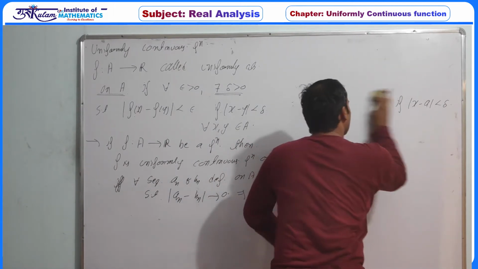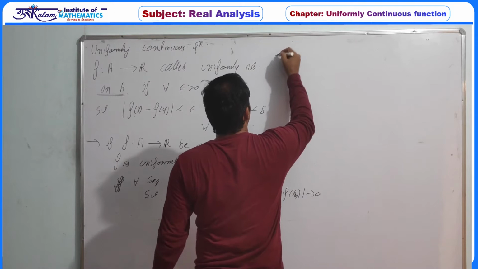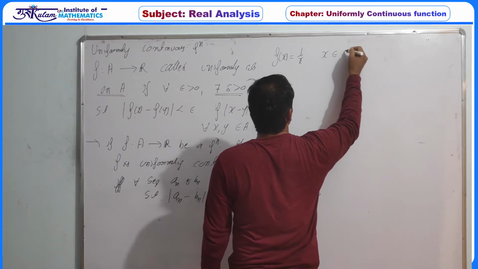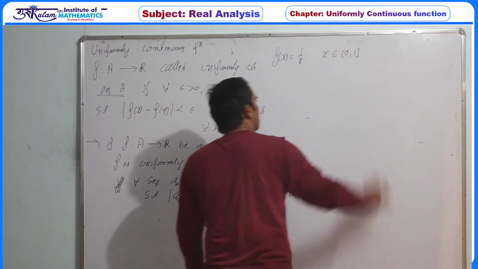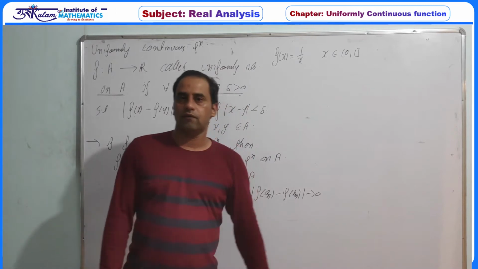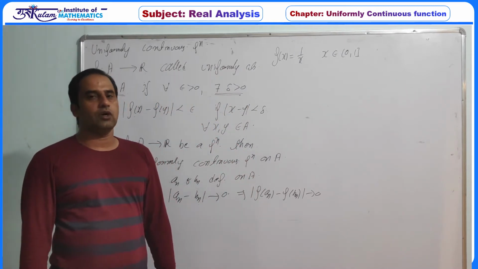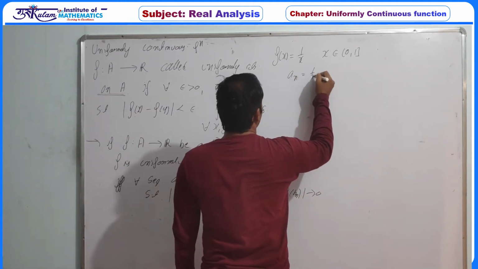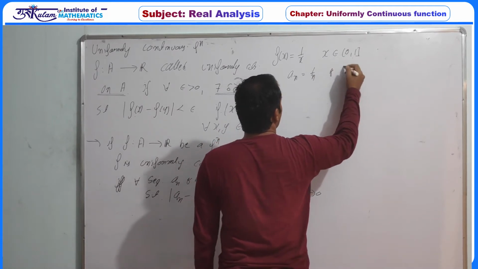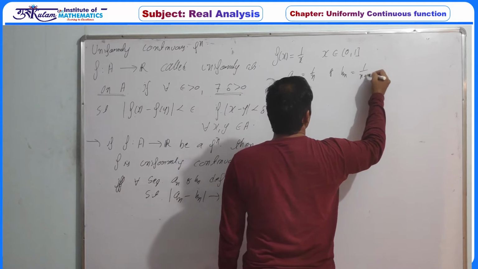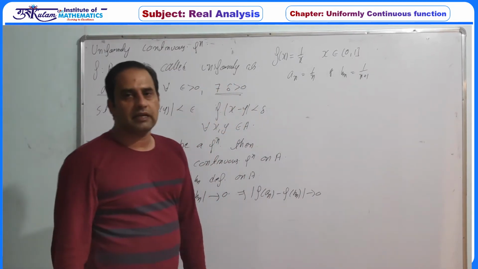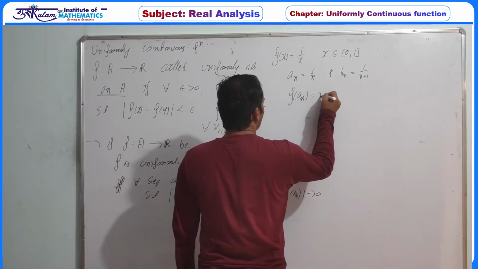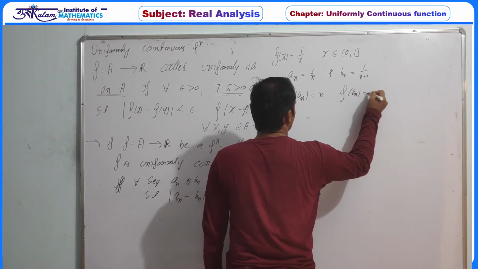For example, if we take f(x) = 1/x again, but in this case x belongs to (0, 1]. Now we have to verify whether this function is uniformly continuous on this region or not. So if we define a_n = 1/n, which is definitely defined on this region, and b_n = 1/(n+1), a_n and b_n are two sequences. Now f(a_n) = n, f(b_n) = n + 1.